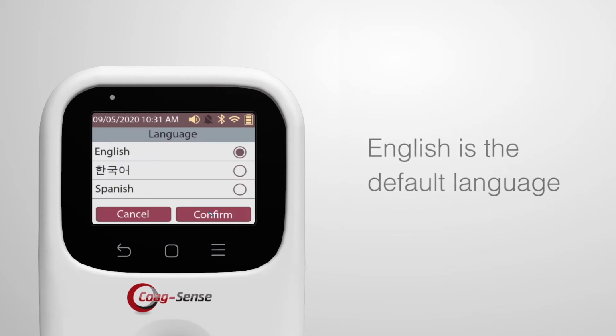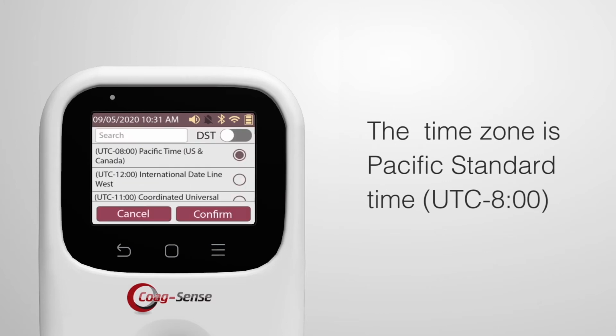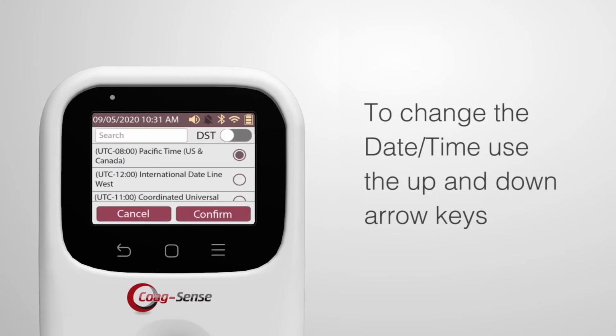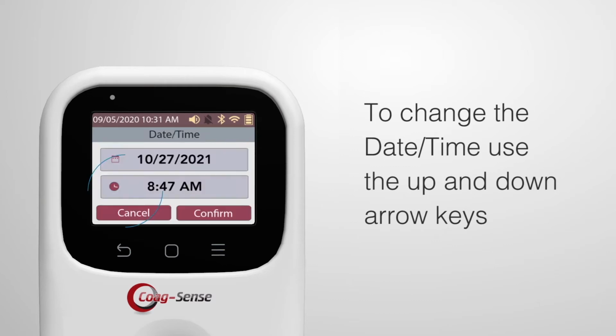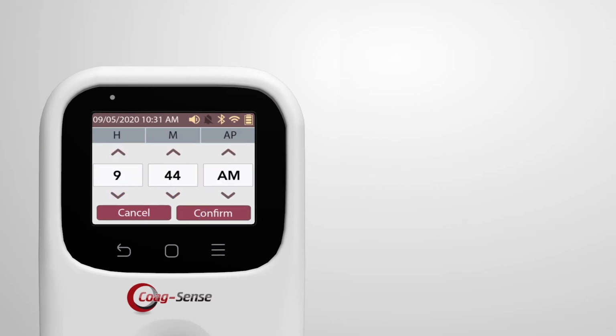English is the default language, and the time zone is Pacific Standard Time, UTC-8 o'clock. To change the date-time, use the up and down arrow keys to get the appropriate month, day, year, or hour, minutes, AM, PM, then confirm.